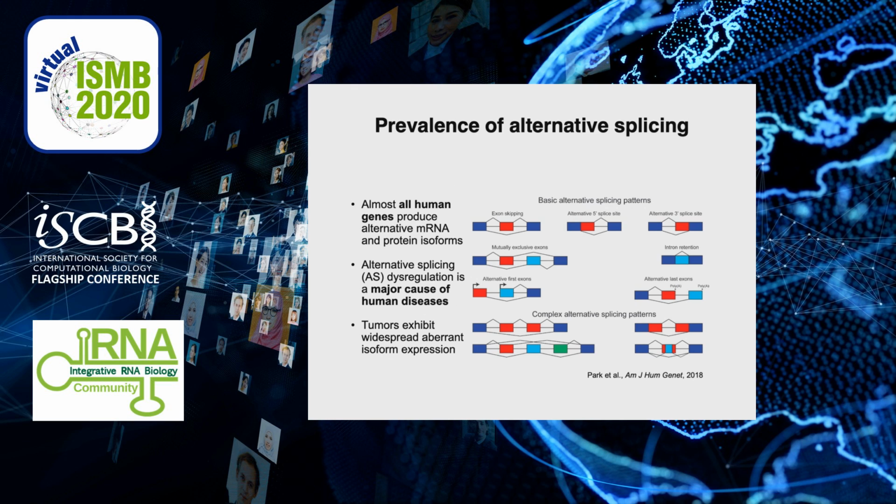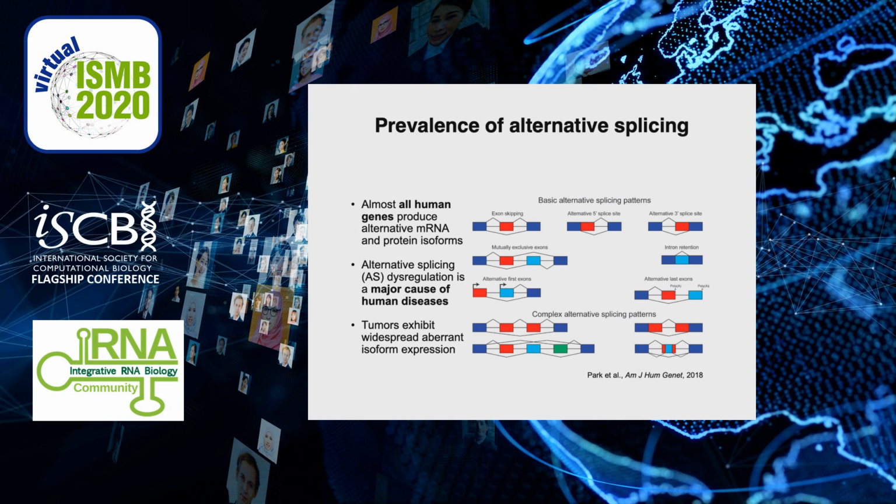A quick background. As we all know, alternative splicing is a very prevalent mechanism of RNA processing that exists in nearly all human genes. It gives rise to diverse types of RNA and protein isoforms. What I show you on the right are different types of alternative splicing patterns, including the simple forms like exon skipping, alternative splice sites, intron retention, and so on. It can be a little bit more complicated, like the complex alternative splicing patterns I show you at the bottom.